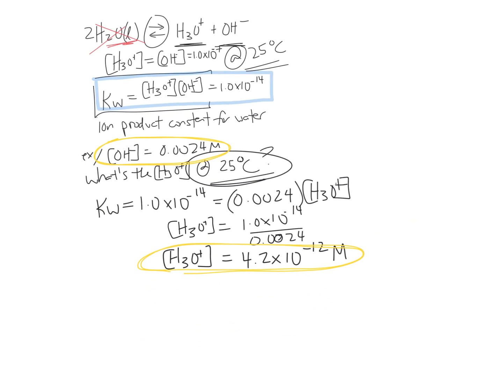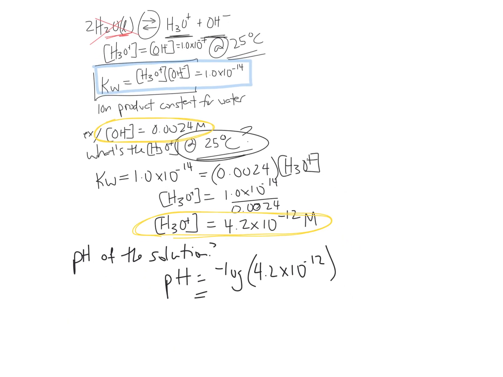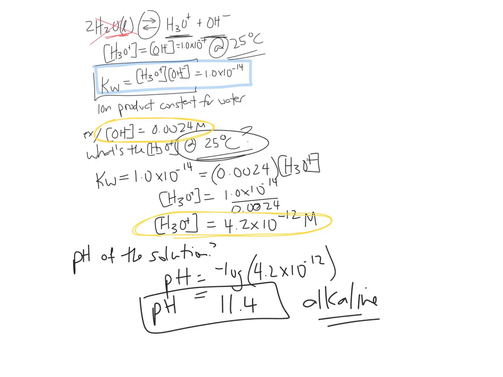So what we could also ask, why not, is the knock-on question: what's the pH of the solution? Well, then we would take the negative log of 4.2 times 10 to the minus 12. Punch that into your calculator. You get about 11.4. Okay, so then you can ask yourself, a pH of 11.4 for this solution, does that make sense? Well, yes, because that suggests it's an alkaline solution, right? Which we know it is because it started with a relatively high hydroxide concentration.